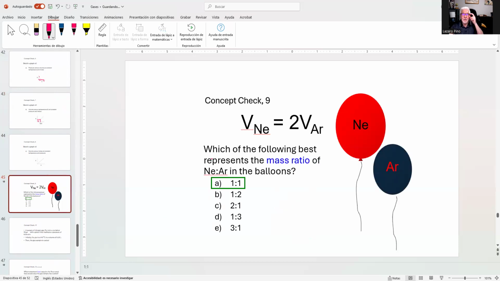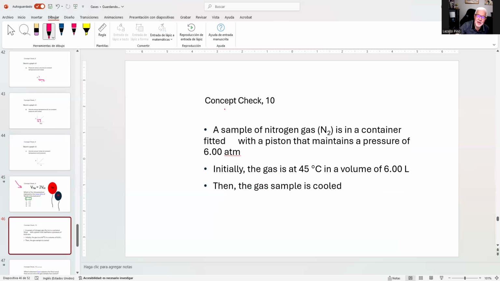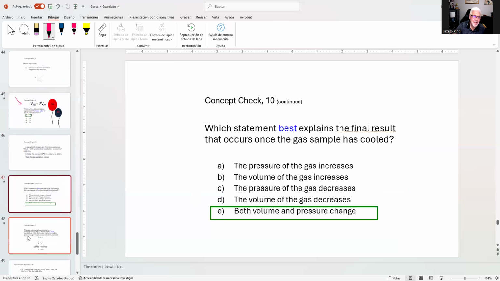And here we have, which of the following best represents the mass ratio of neon to argon? Well, the answer is 1:1. I'm not going to give you the explanation. You have to figure it out. Here you have another concept check. You can stop the video and answer this. Here is a continuation, and here you have the answer. Try to stop the video, and you will see what the answer is.